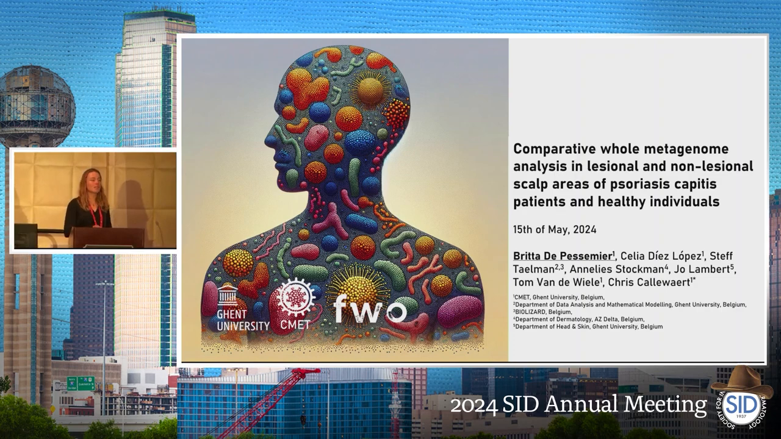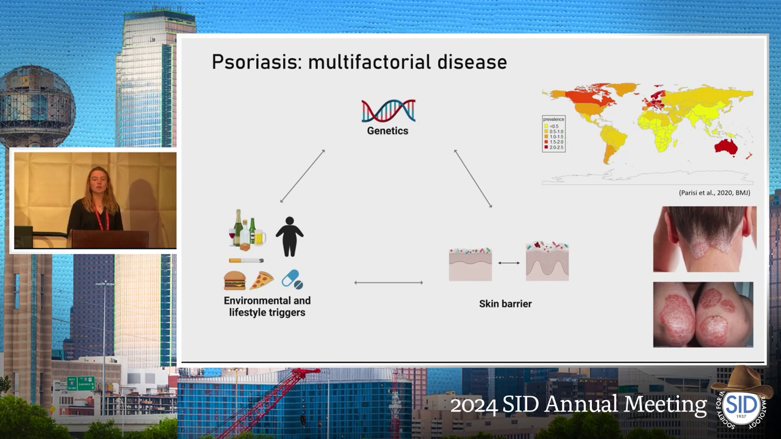Today I will present the comparative whole metagenome analysis in lesional and non-lesional scalp areas of psoriasis patients versus healthy individuals. So psoriasis is an immune-mediated inflammatory disorder with a global prevalence of 2 to 3%, but its prevalence is highest in Western countries. It's a multifactorial disease, so it's influenced by lifestyle and environmental triggers, but also genetics play a role.